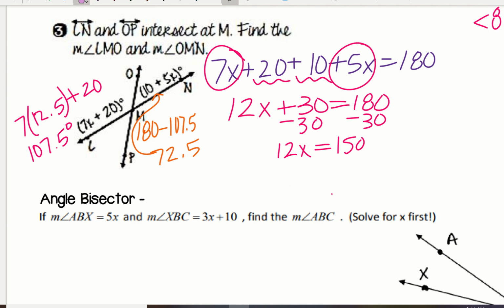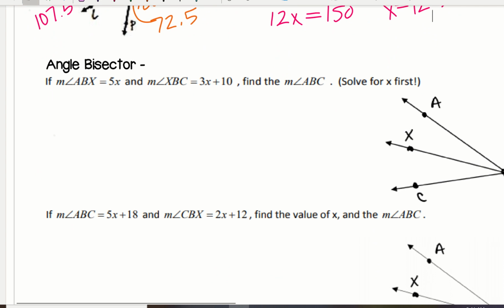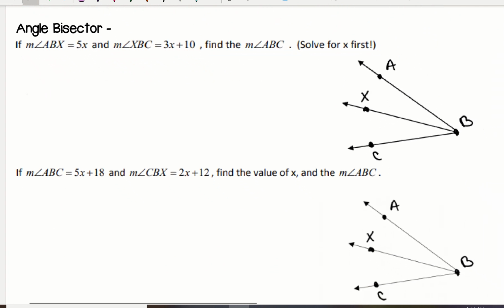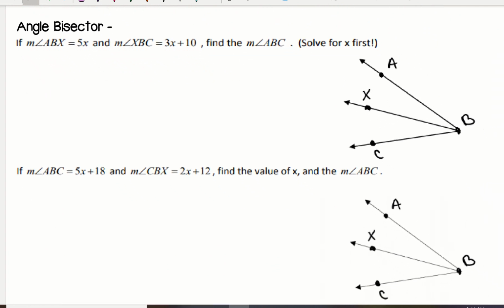Okay, I'm going to move my x equals just a little bit so that I have space to write on this next part. Questions on linear pair? Pretty easy so far? Last thing that we're going to talk about is angle bisector. Who remembers what a bisector is? Or what a bisector does?